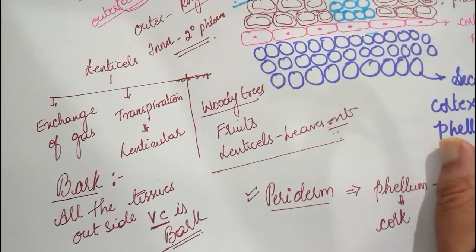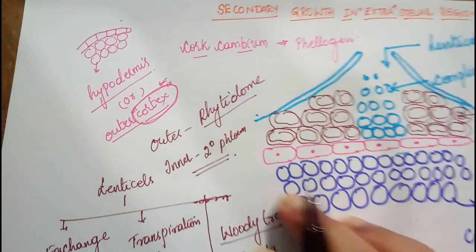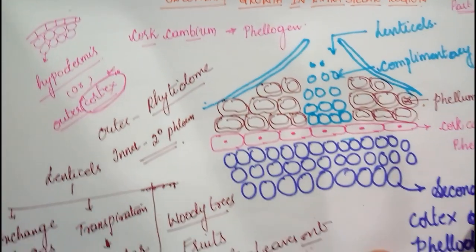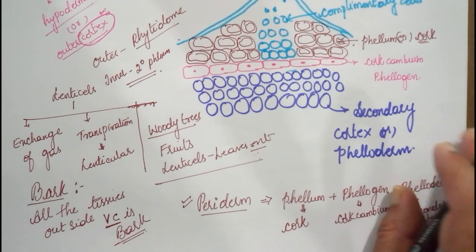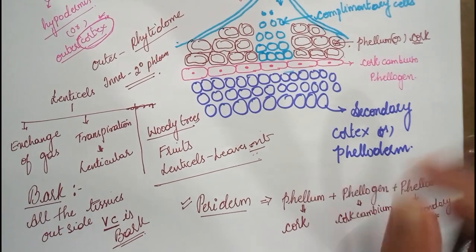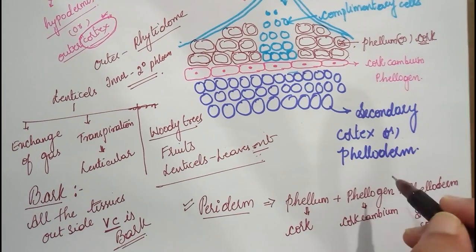So every piece of tissue that is outside the vascular cambium, you call it the bark. So this is about the secondary growth, extrastellar secondary growth. This is very, very important.